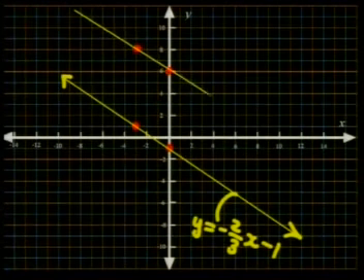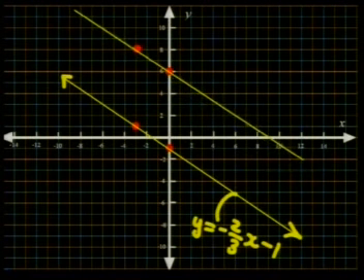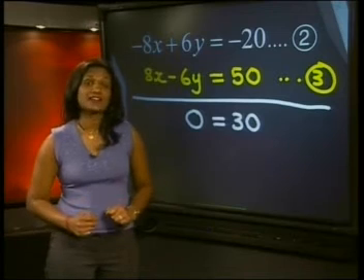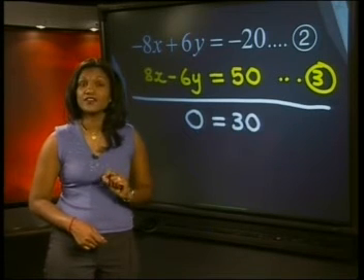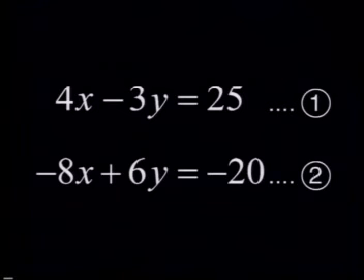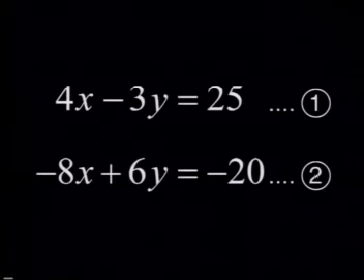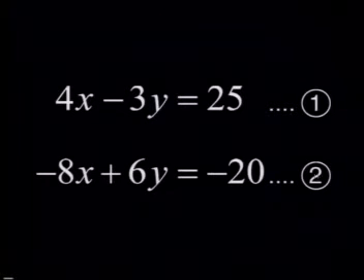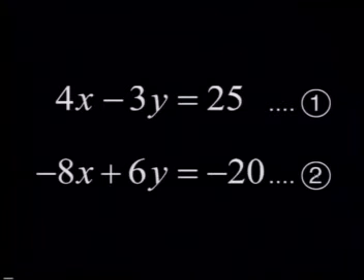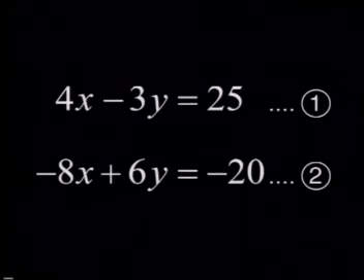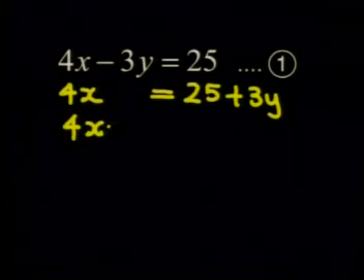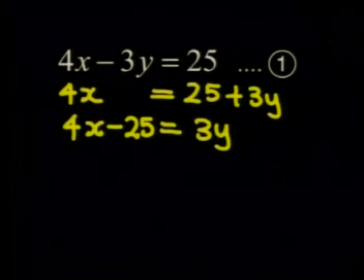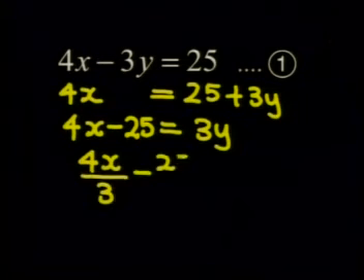Now, there's only one situation in which this happens. The lines must be parallel. Parallel lines have equal gradients. How could we check to see if the gradients of the lines are equal? Look at the equations again. If we can put them into the form y equals mx plus c, it will be easy to see what their gradients are. For equation 1, I get y is equal to 4/3 of x minus 25 divided by 3.